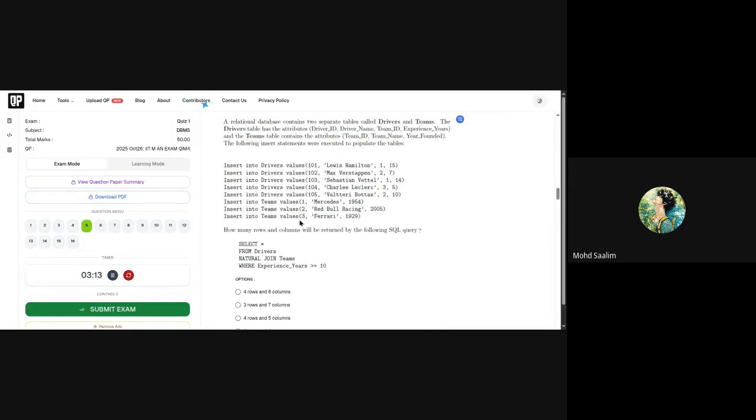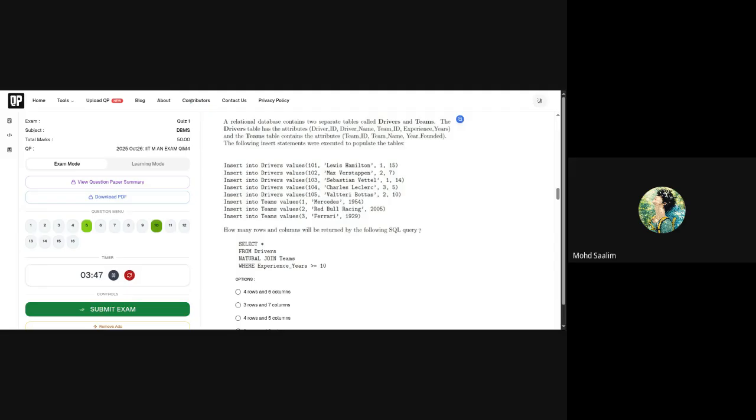So what do you think? What is required to solve these types of questions? What type of insight do we need? First of all, DDL, right? Not DDL, it is insertion. So DML, understanding the schema properly.